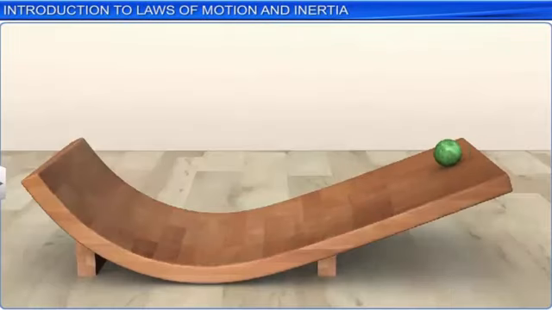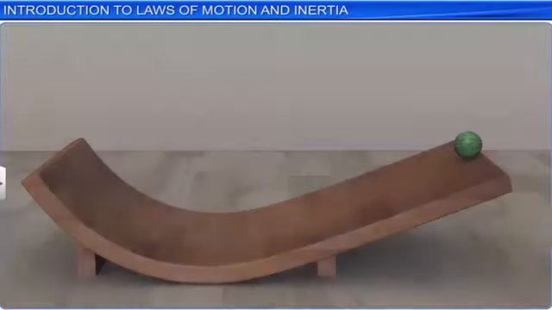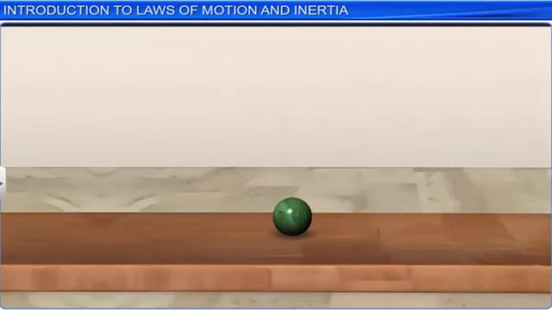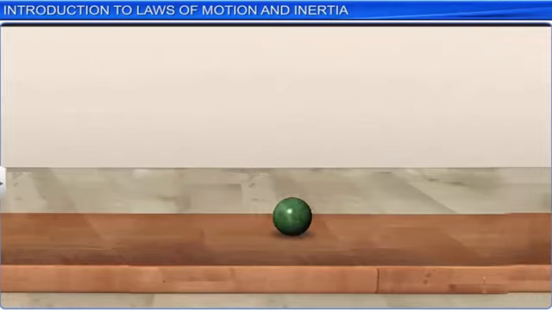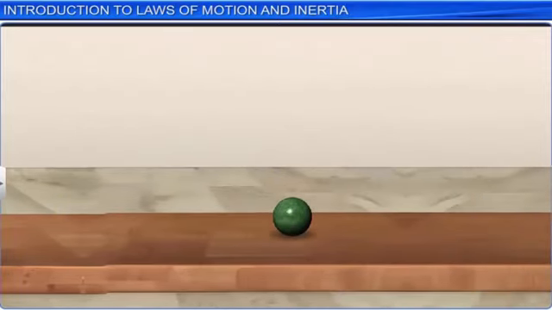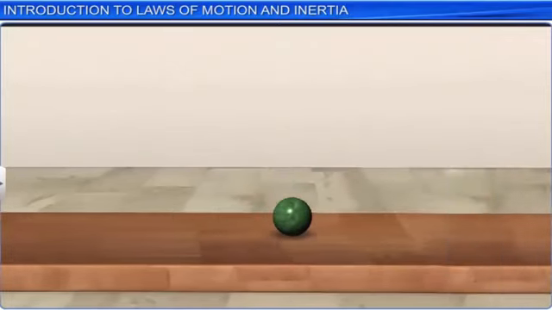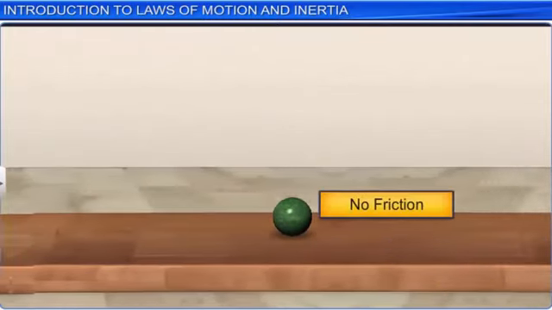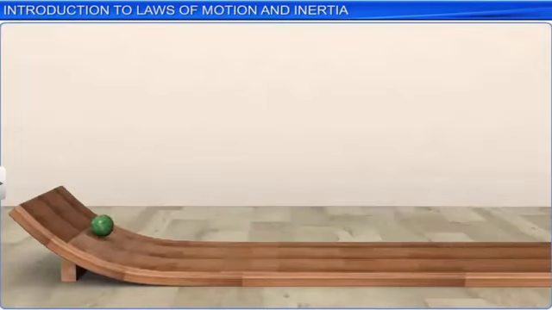When the slope of the second plane is reduced, the roller climbs up to the same height, but this time it travels a longer distance. When the slope of the second plane is made 0, that is, it becomes horizontal, the roller moves infinite distance. This can happen only in a situation where there is no friction. Actually, the roller comes to rest after moving some distance as frictional force acts opposing the motion.